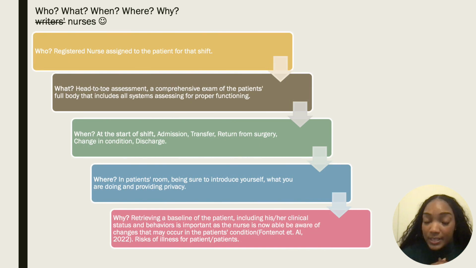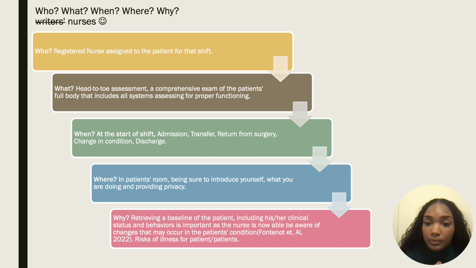All right, so remember in school when we had to know the 5 W's: who, what, when, where, and why? We're going to answer these, but from a nurse perspective, as it correlates with the comprehensive assessment. Who does it? The registered nurse that's assigned to the patient for that shift. What is it? It's a head-to-toe comprehensive exam of the patient's full body that includes all systems, assessing for proper functioning. When is it done? At the start of the shift, admission, transfer, when a patient returns from surgery, any change in condition, and at discharge.